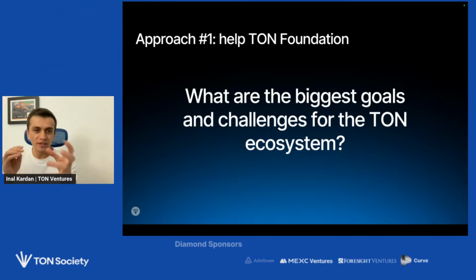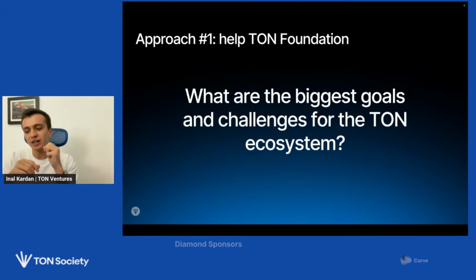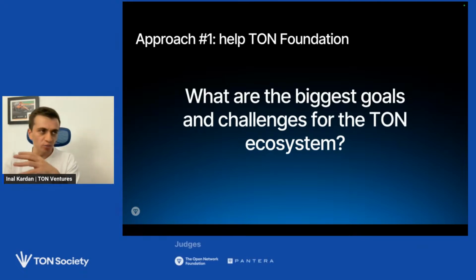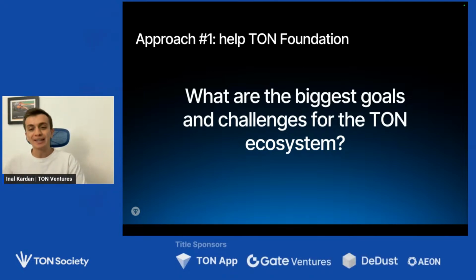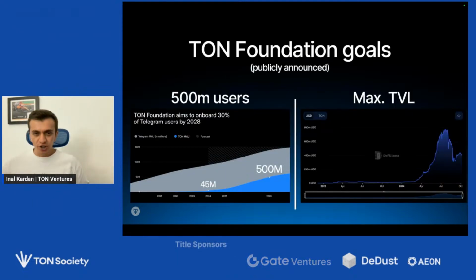Actually, I called this Help Ton Foundation because Ton Foundation named these not problems, but biggest goals and challenges, several times in different places, some conferences, articles, online, wherever. So try to think of these problems, because this is important to understand. Yeah, I see someone is saying expansion and scale. Kind of, but there are actually two exact numbers, two exact metrics that Ton Foundation wants to improve. And it was named several times. Let me share those metrics.